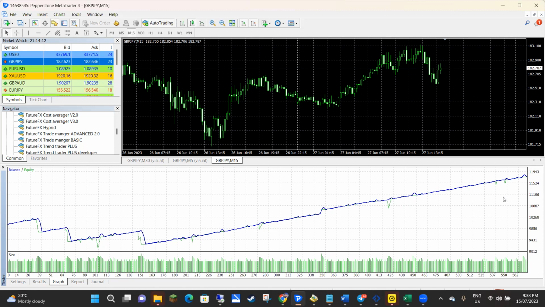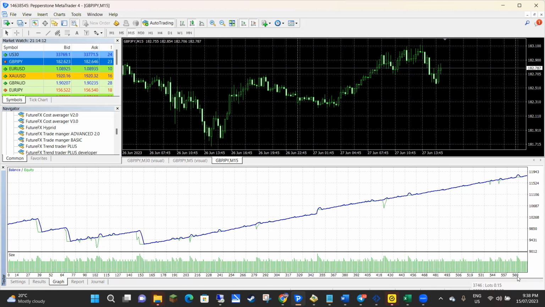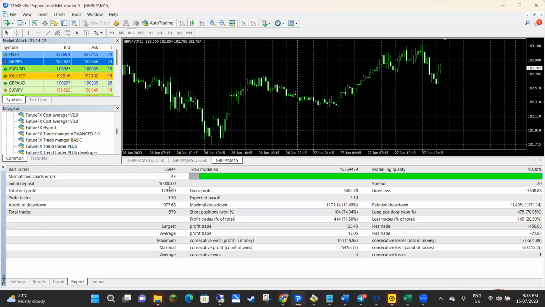And in 570 trades, 570 trades in 6 months. So we're looking at about 100 trades a month. But we've made just under 18% profit.